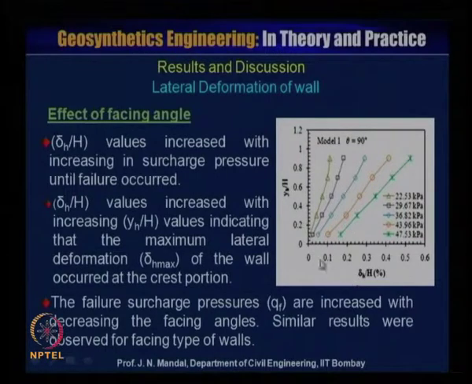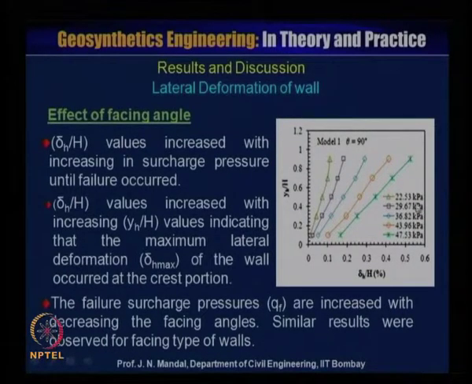This curve shows the relationship Y_H by H, where H is the height of the wall, and this is delta H by H in percentage. This is under different loads, 22.65 to 47.55. This is model number 1, theta 90 degree. So, effect of the facing angle.